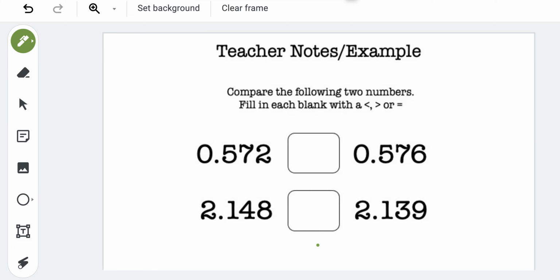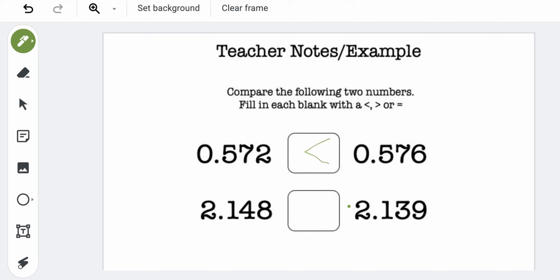Now that we know a little bit more about decimals, let's compare decimals, okay? So one way you can do it is just to say it out loud and just use common sense. So here we have 572 thousandths and 576 thousandths. So obviously 576 thousandths is larger, right? So I'm going to put the inequality sign like this, right?